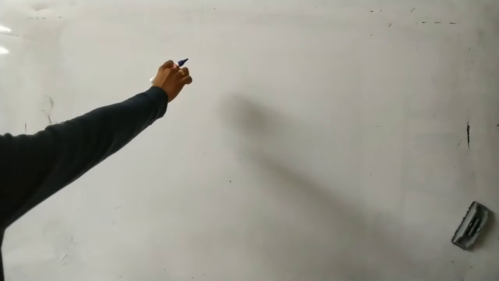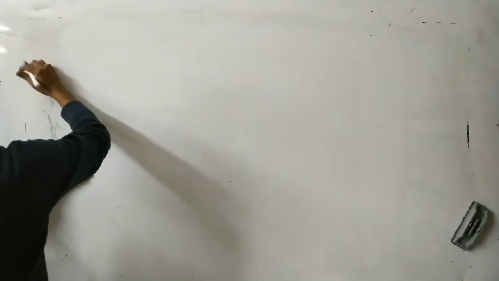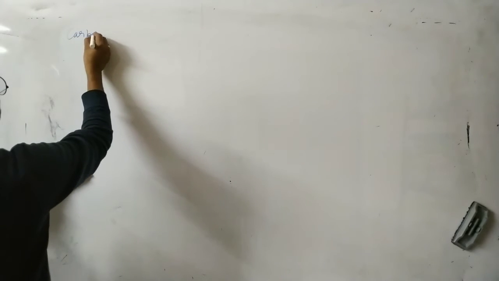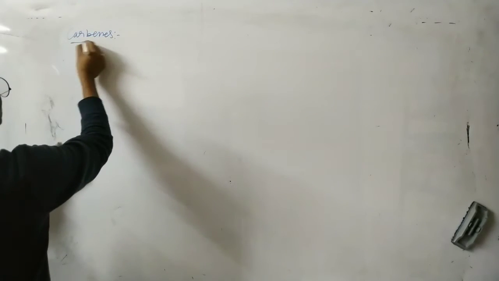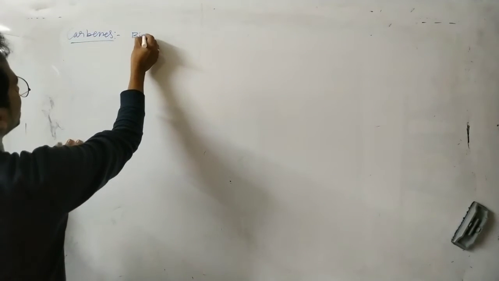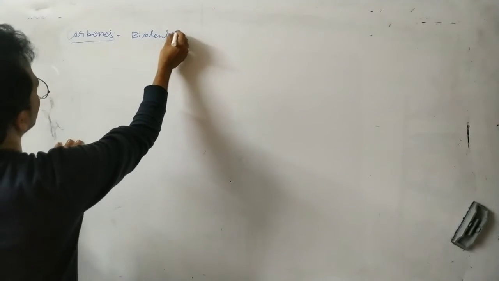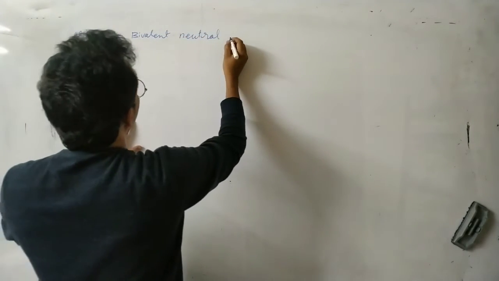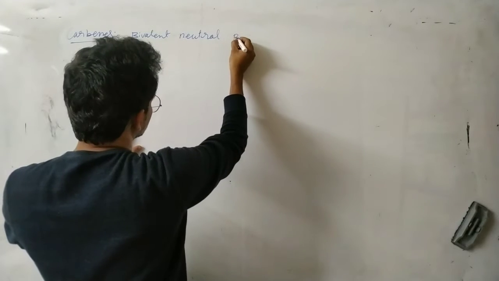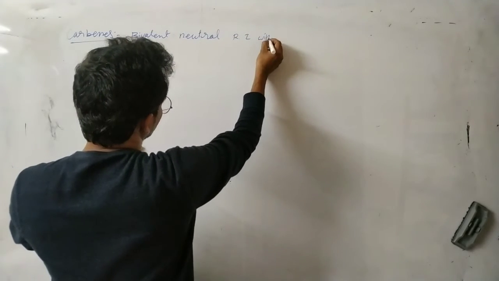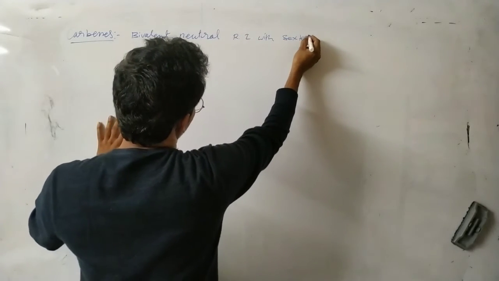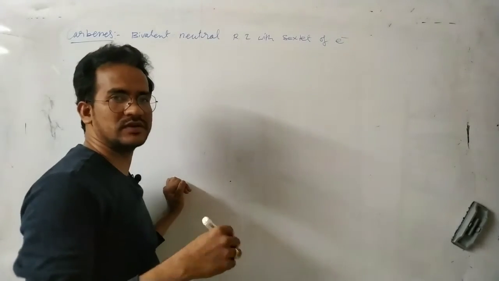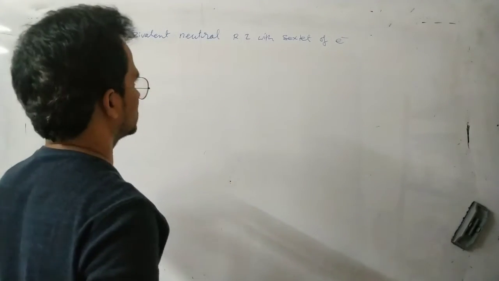Next, another reaction intermediate, that is, you see this one, carbene. Let us discuss the carbenes. These are bivalent, neutral reaction intermediates with a sextet of electrons. That means here with six electrons.